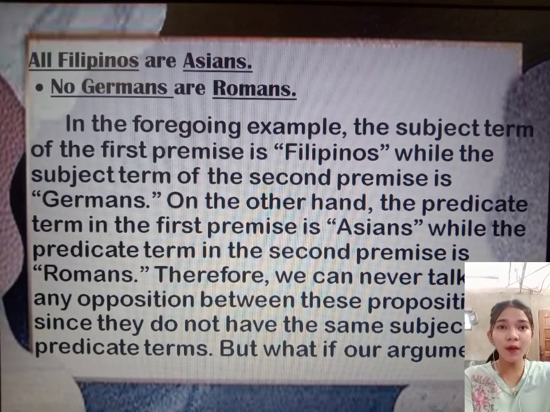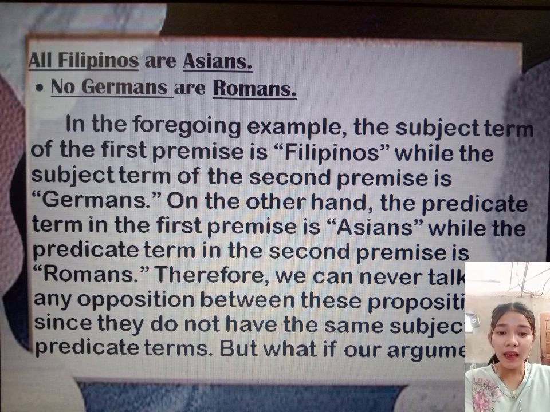In the foregoing example, the subject term of the first premise is Filipino, while the subject term of the second premise is Germans. On the other hand, the predicate term in the first premise is Asians, while the predicate term in the second premise is Romance. Therefore, we can never talk of any opposition between these propositions since they do not have the same subject and predicate terms.